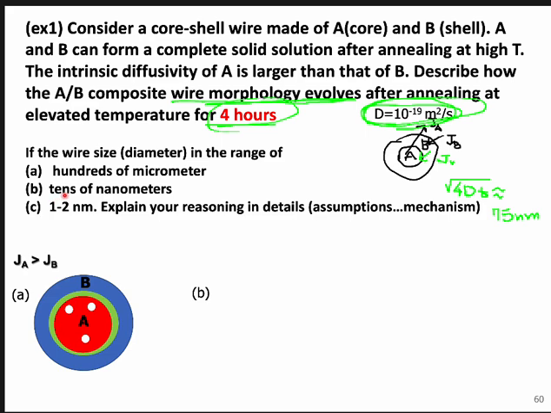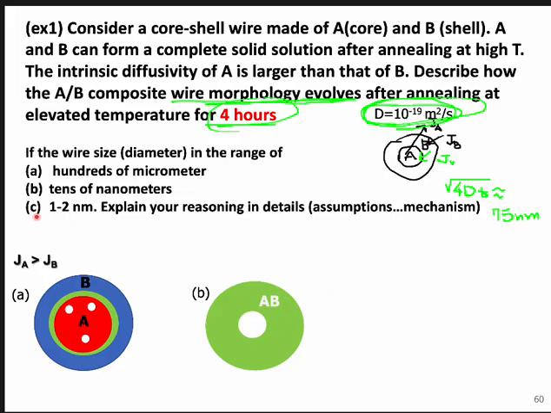But let's say the diameter is down to tens of nanometers, around the same order. Probably the diameter is similar to the diffusion length. So I believe the interdiffusion will continue, even complete. So I will have an AB hollow wire, because the diameter is tens of nanometers, and after 4 hours the diffusion length is around 75 nanometers. It more or less is like this.